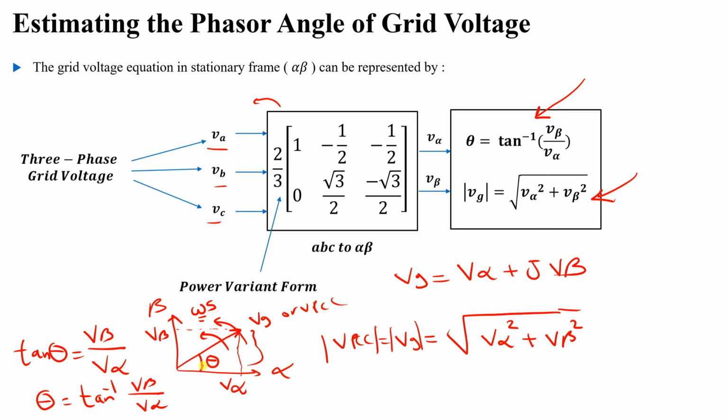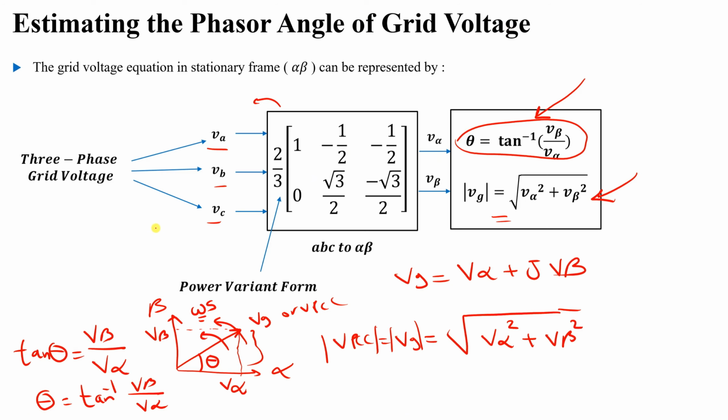So how can I get V alpha and V beta? By using this transformation from ABC to alpha beta using the three-phase voltage measurement, and using this alpha beta you will get the angle which is needed. You will get these two components, V alpha and V beta, and you will not need them right now. We don't need this part. What we need is theta from here, which is used in Park transformation in the vector control.